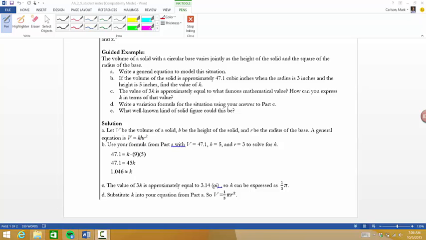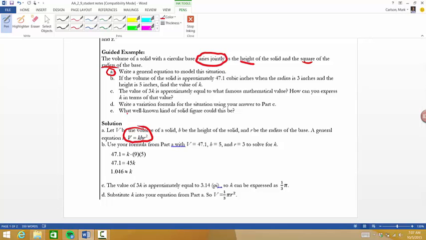So let's take a look at this guided example. It says the volume of a solid with a circular base varies jointly as the height of the solid and the square of the radius of the base. And these are the things that we want to do. The first thing we want to look at is writing a general equation to model this situation. It says the volume of a solid with a circular base varies jointly. Well, which ones does it vary with? Height and the square of the radius. So if I'm going to write a general variation equation for that, here's how I'm going to write it: volume equals k times h times r squared.